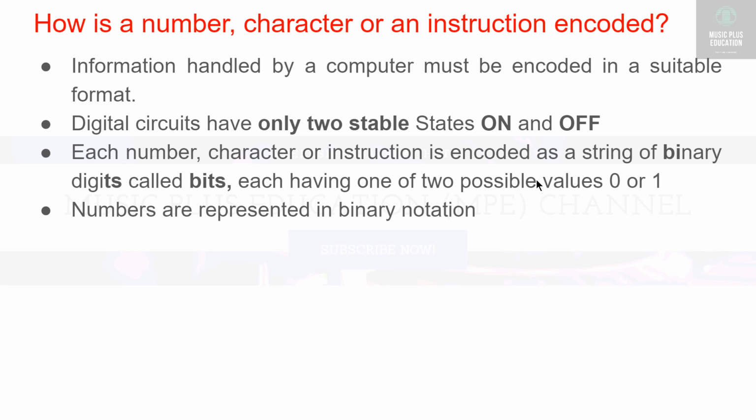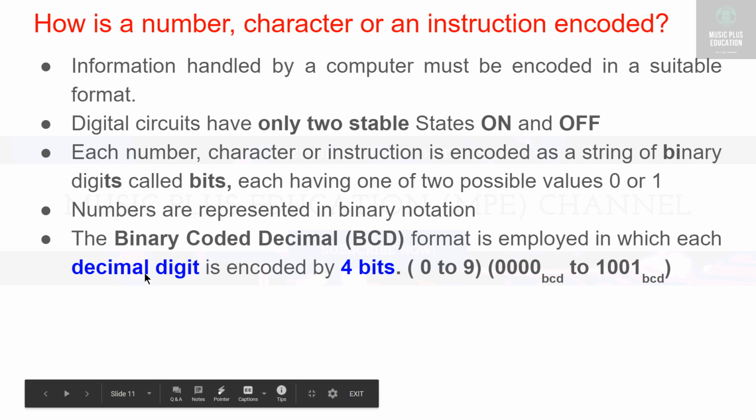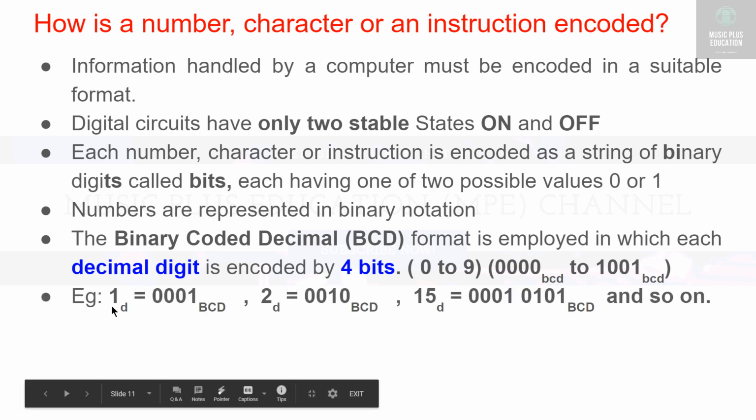The binary coded decimal format is employed, in which each decimal digit, 0, 1, 2, 3, and so on till 9, is encoded by 4 bits. This is the range of BCD, 0000 to 1001. This is how we convert: 1D is equal to 0001, 2D is equal to 0010, and so on.